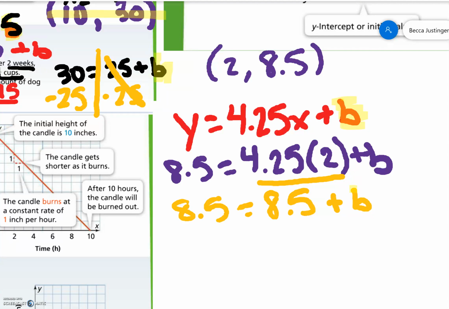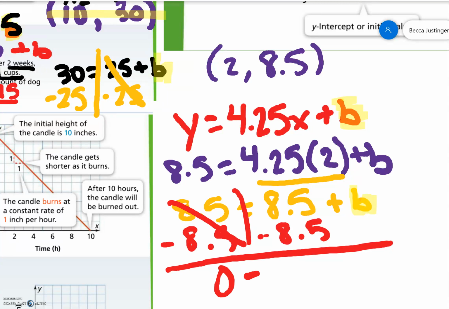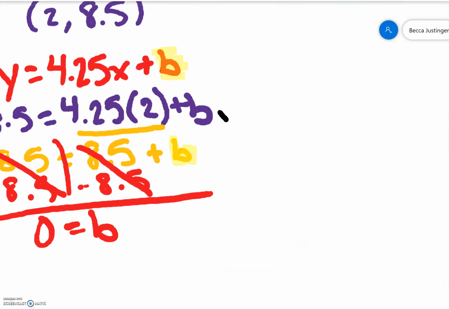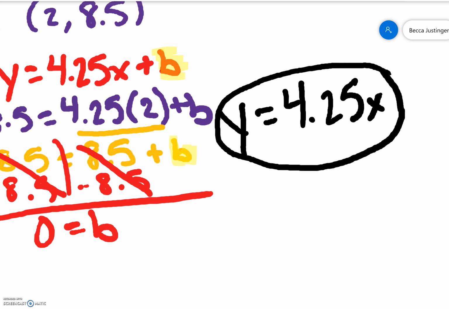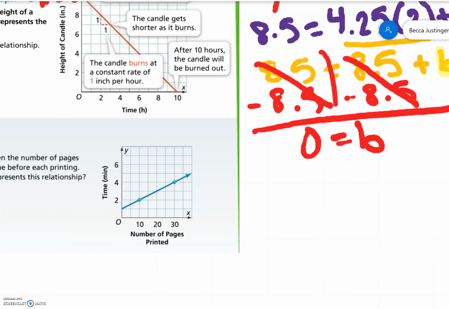And now to get b by itself, I use inverse operations. So I'm going to subtract 8.5 on both sides. And this cancels to 0. This cancels and I'm left with b equals 0. Well, that makes sense. If it's been 0 weeks, we need 0 cups of dog food. So our final equation is y equals 4.25x. You don't have to put the plus 0 because adding 0 is like adding nothing.